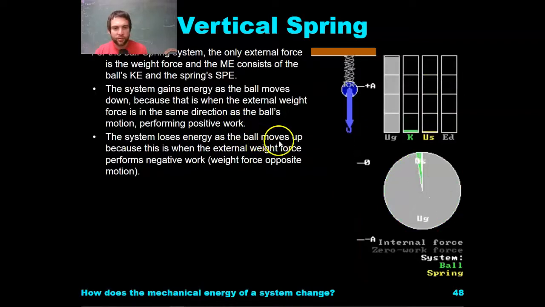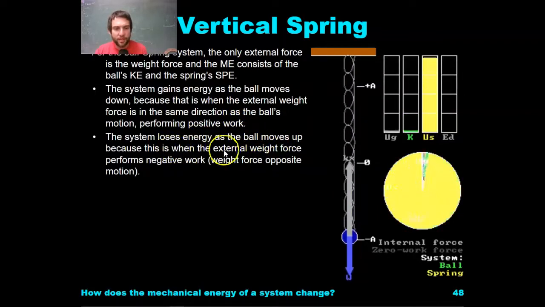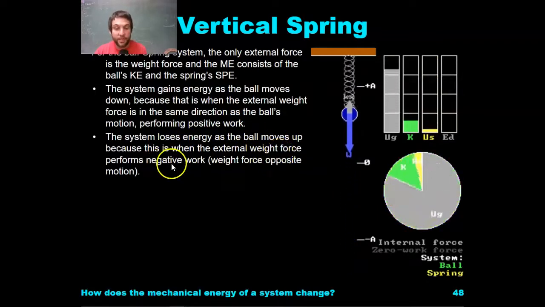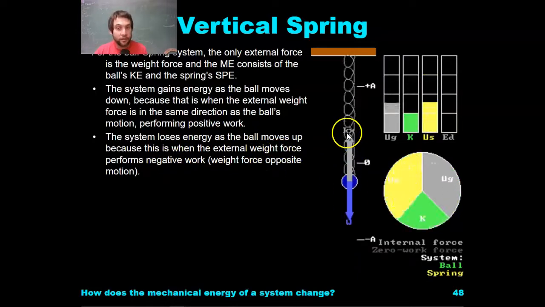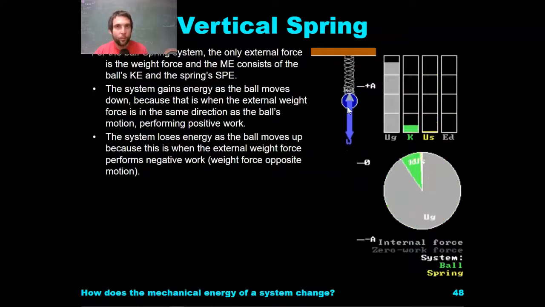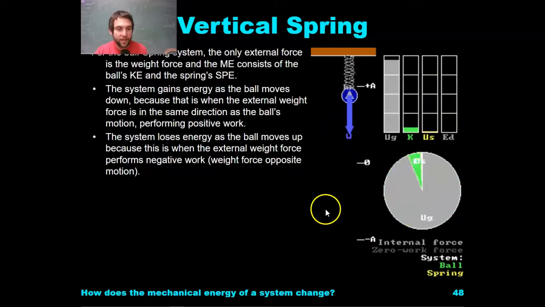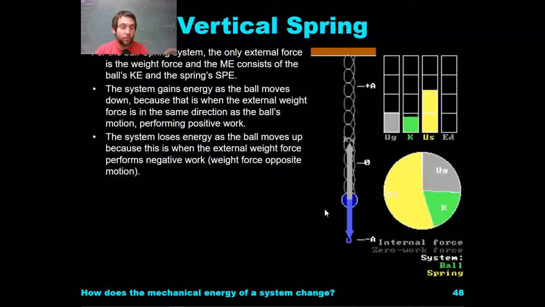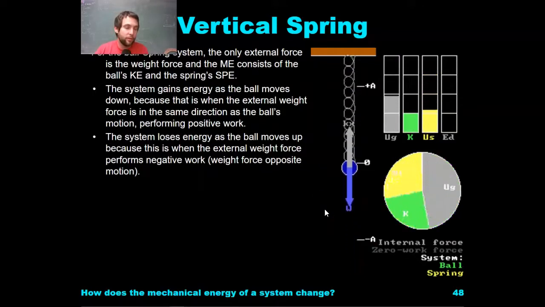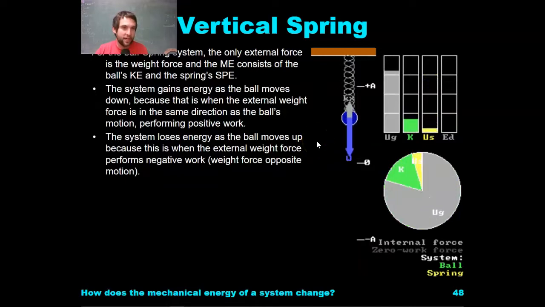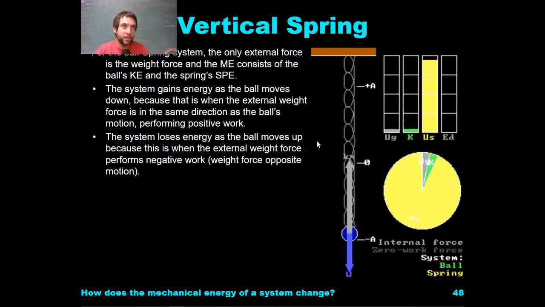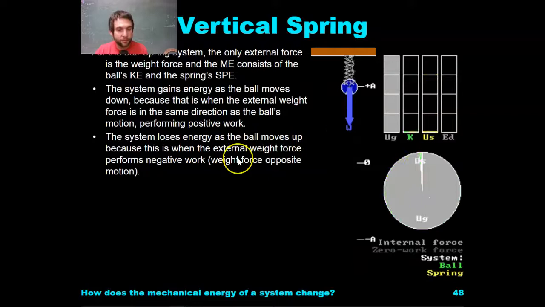The system loses energy as the ball moves up because this is when the external weight force performs negative work. This is new. So as the ball is moving up, the weight force is no longer doing positive work. Now our displacement is up and gravity is acting down. So the angle between the two is 180 degrees. Cosine of 180 degrees gives us that -1.